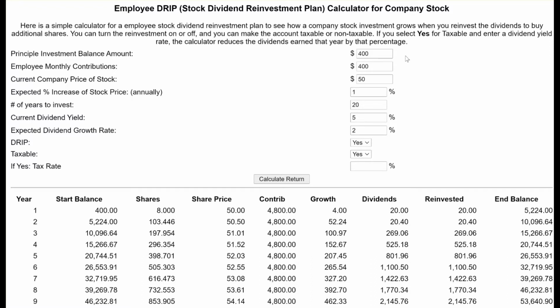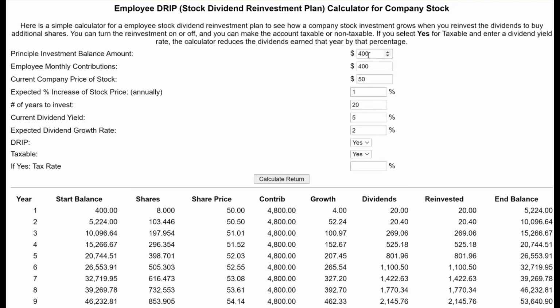So in this calculator, I have put some arbitrary numbers, right? And here the underlying assumption is you make $100 a week extra. So you have a regular job and you're making $100 extra every week by selling things locally or by driving for Uber or Lyft.